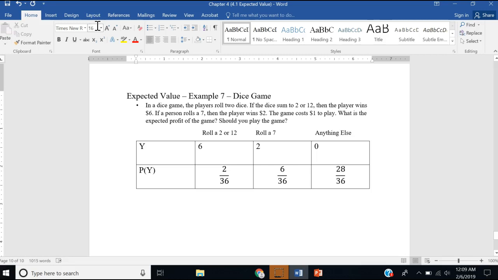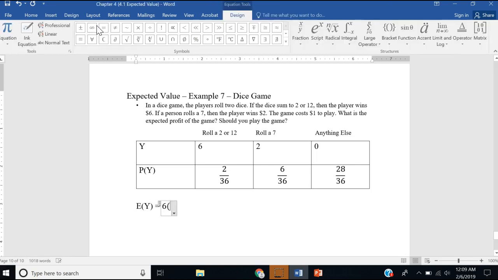If we want to use our calculator, use your calculator. List 1 is the payouts. List 2 is the probabilities. Or we can find the expected payout. Again, I keep using Y for payout. You can use whatever letter you want. We're going to do the expected payout of 6 times 2 over 36, plus 2 times 6 out of 36, plus 0 times 28 out of 36.